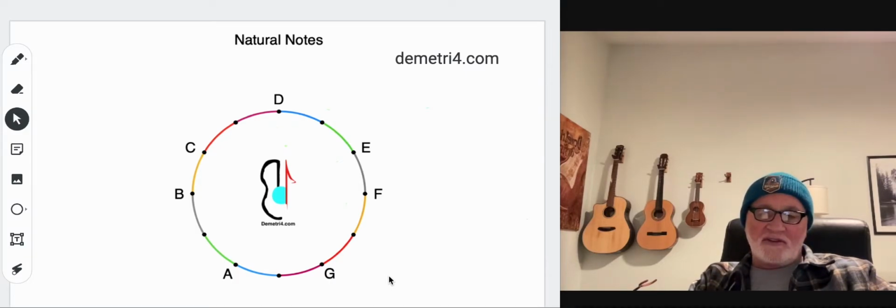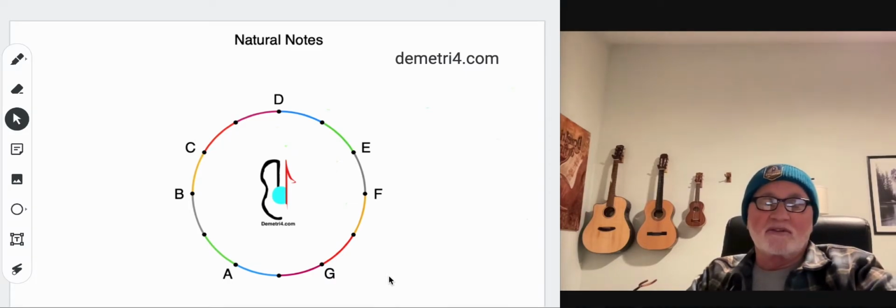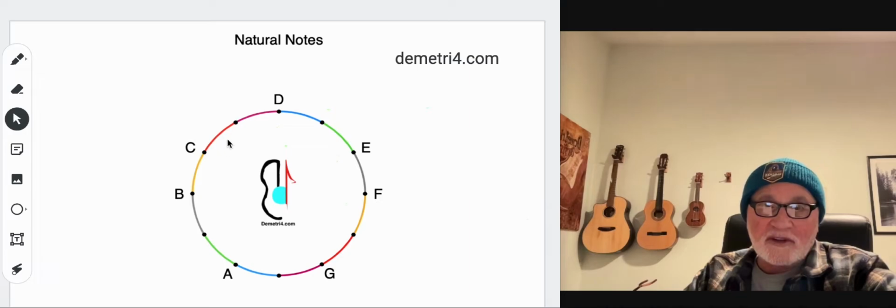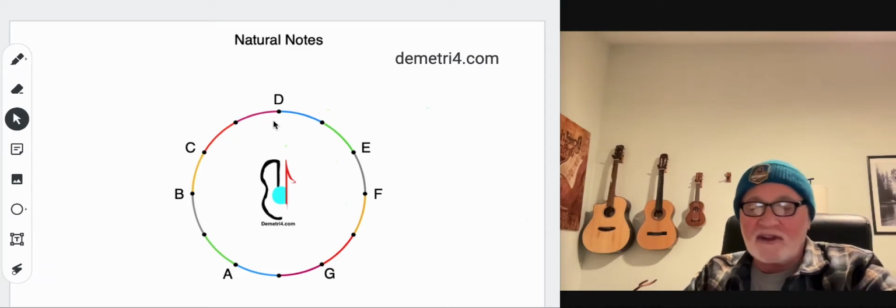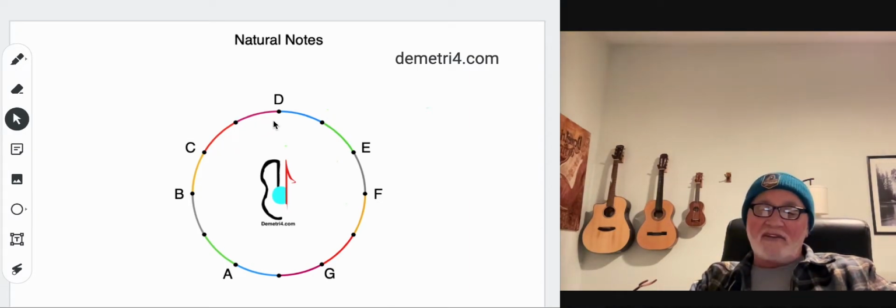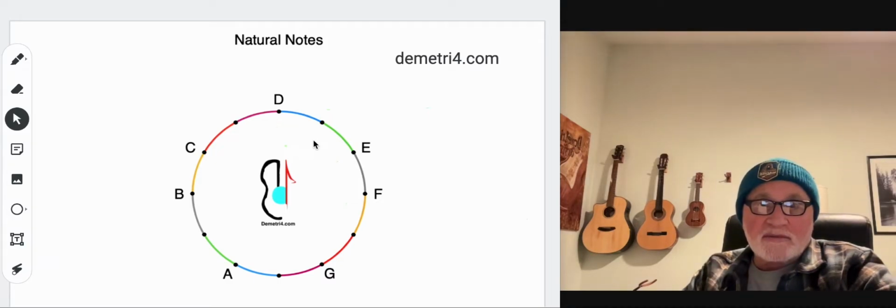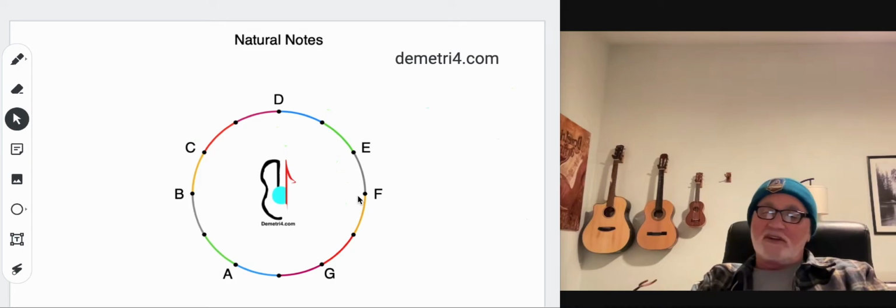Essential elements. Octave. The distance between one note, like A, and the next note bearing its same name, the next A that's either higher or lower. Interval. The distance between 2 notes. Whole step. 2 dots. We're talking the circle here, between C and D. 1, 2 dots. That's a whole step. And the half step is 1 dot. You can see here between E and F is just 1 dot. That is a half step.